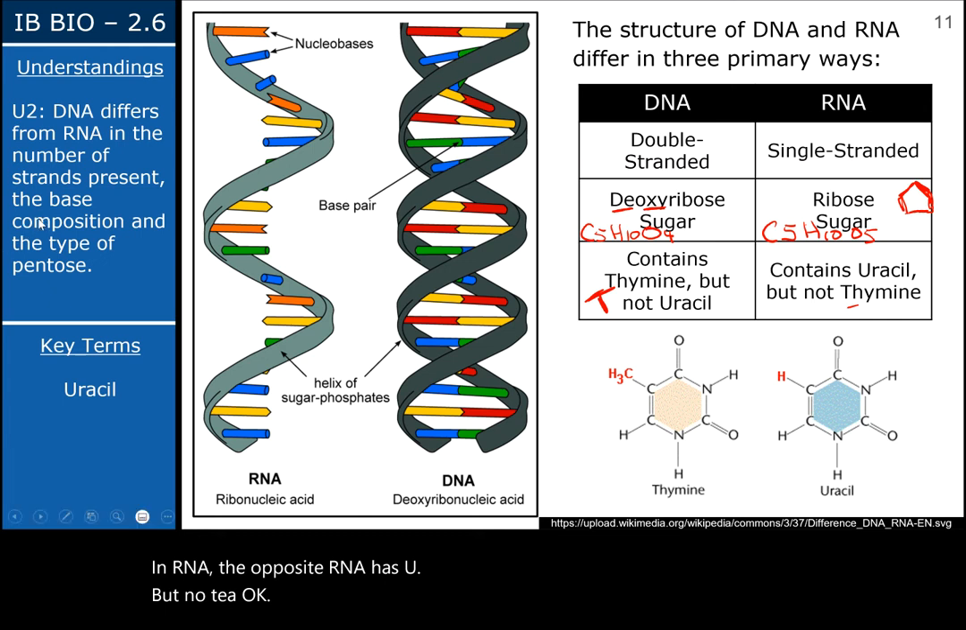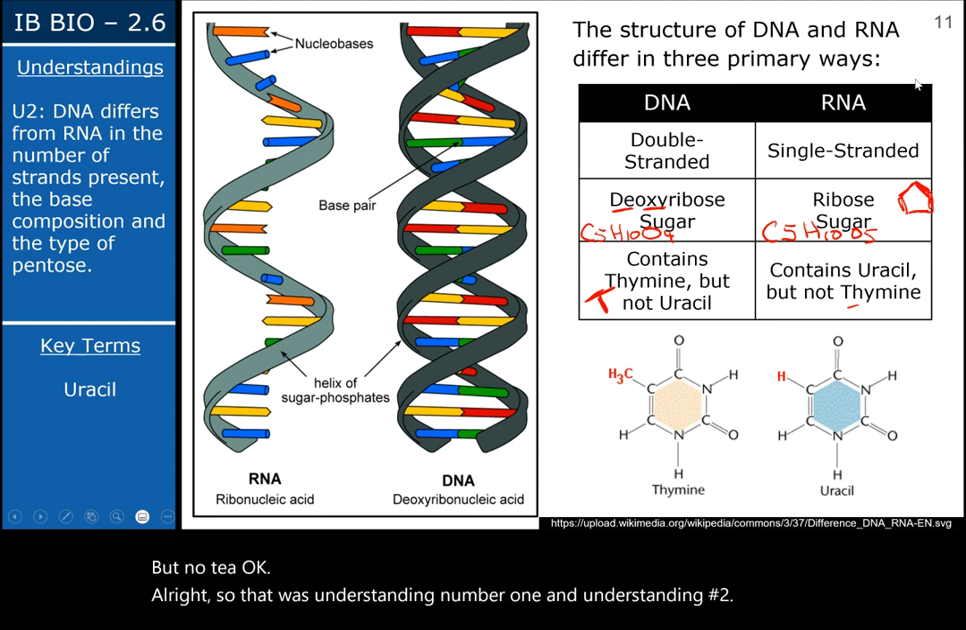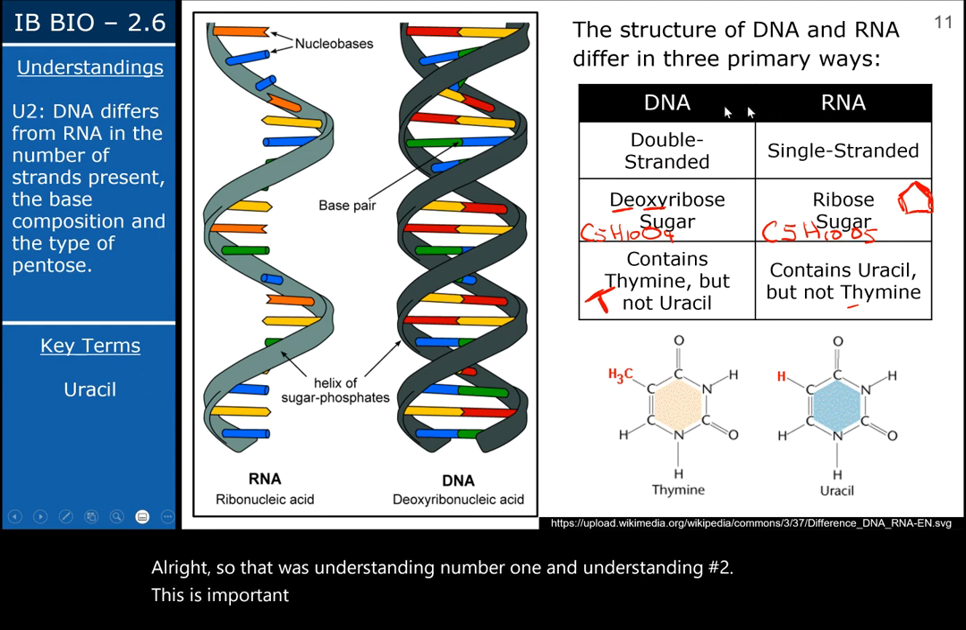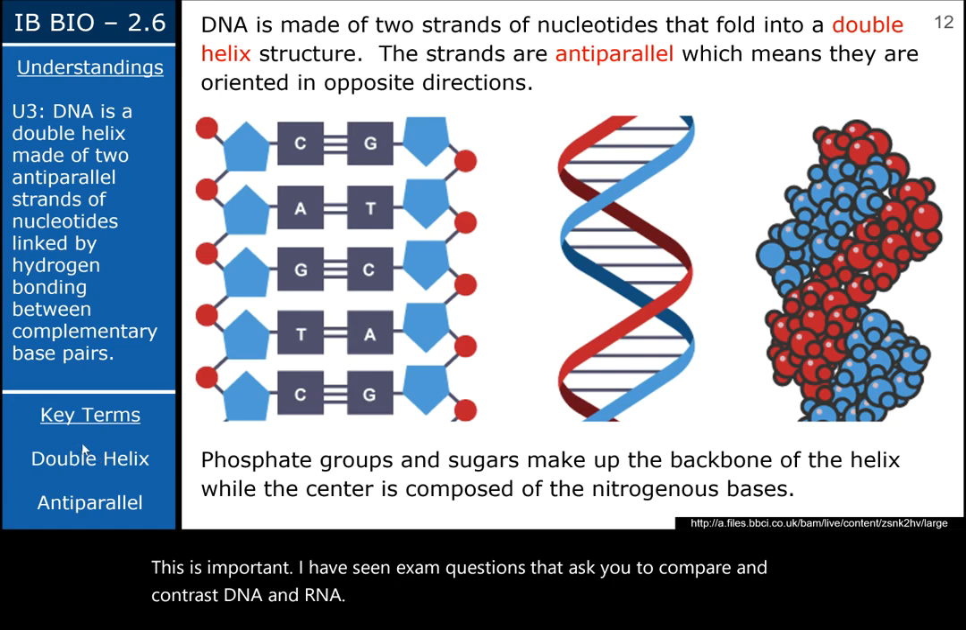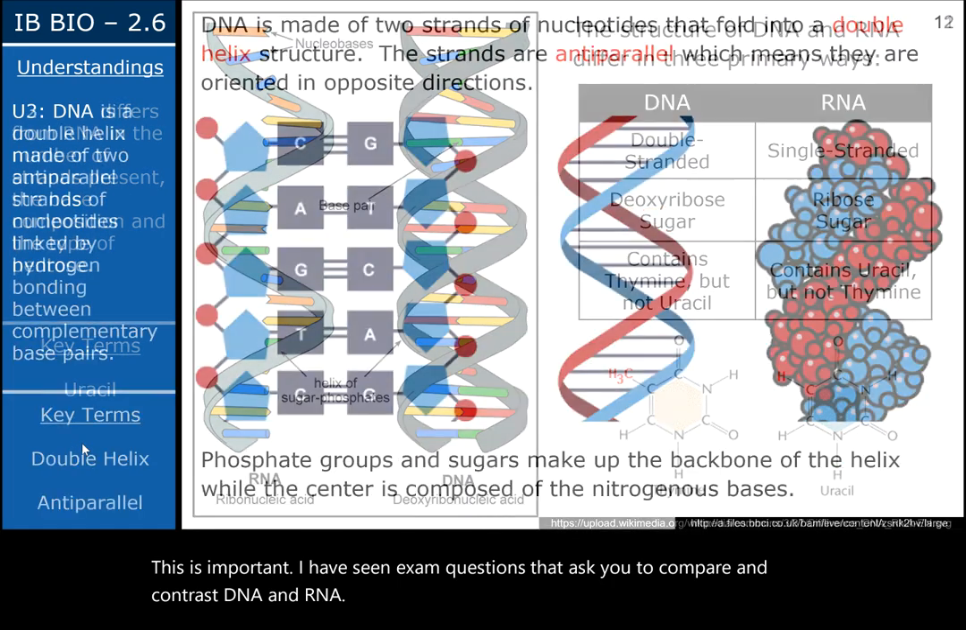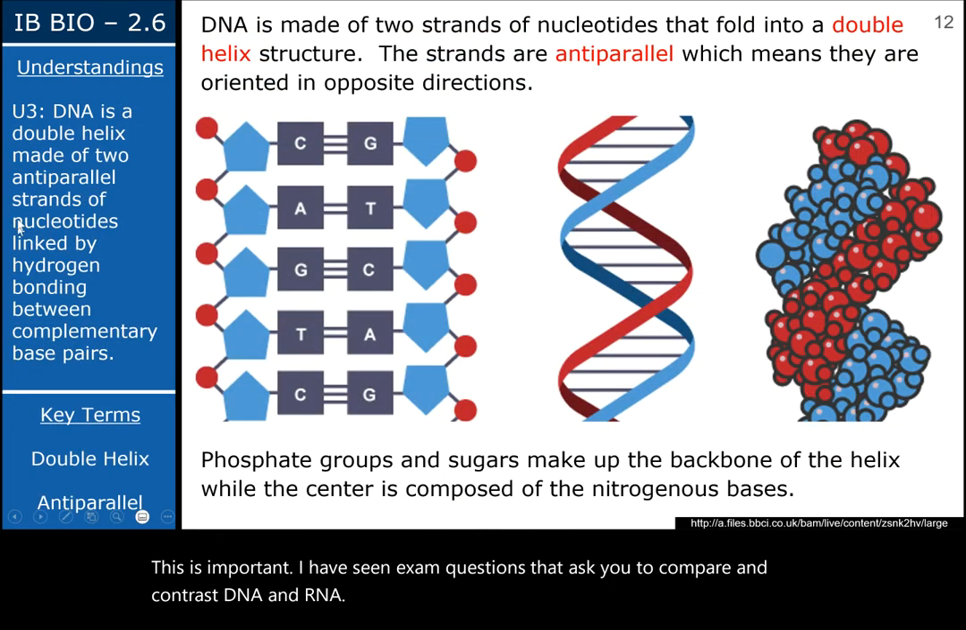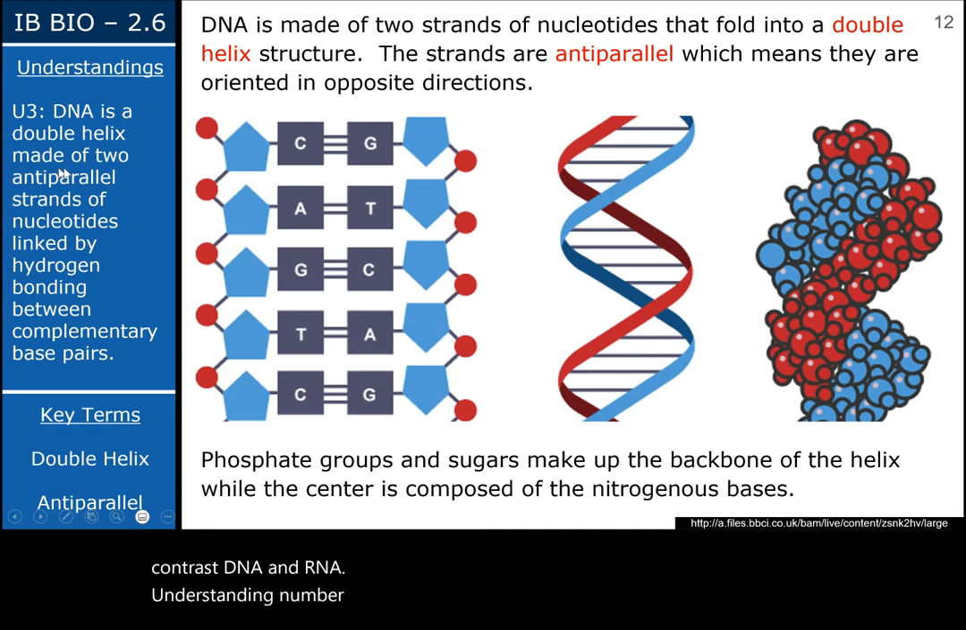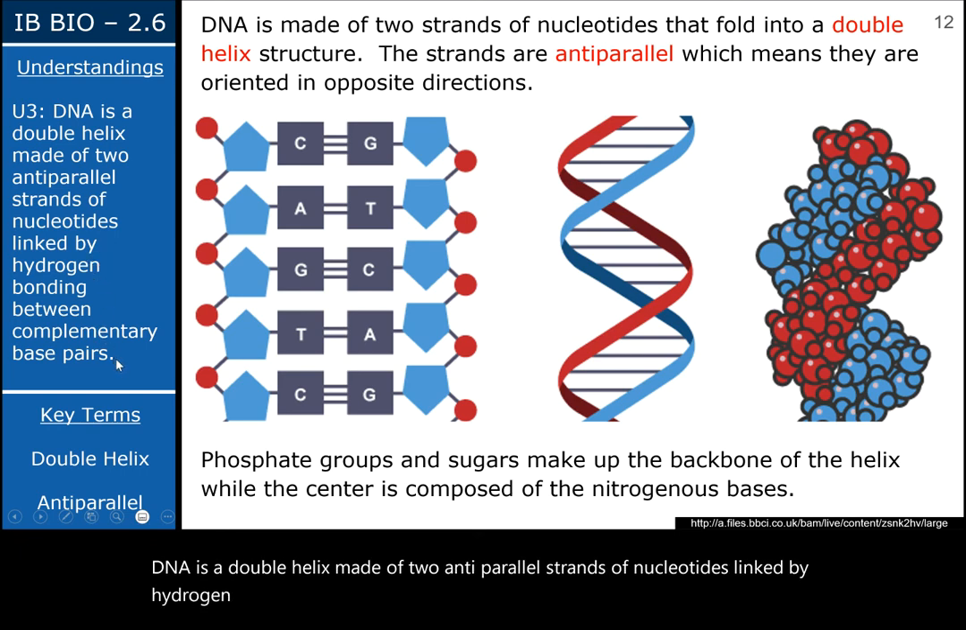All right, so that was understanding number 1 and understanding number 2. This is important. I have seen exam questions that ask you to compare and contrast DNA and RNA. Understanding number 3. DNA is a double helix made of 2 anti-parallel strands of nucleotides linked by hydrogen bonding between complementary base pairs.